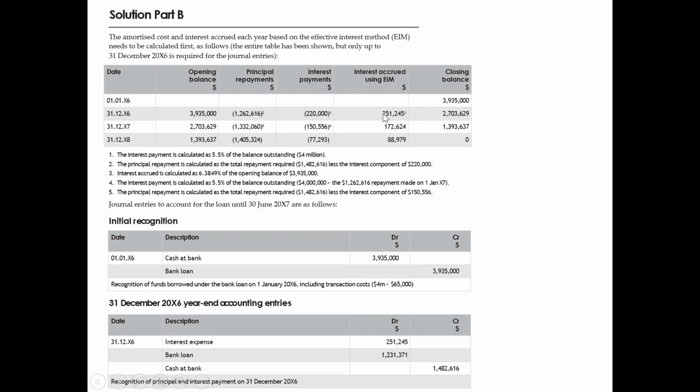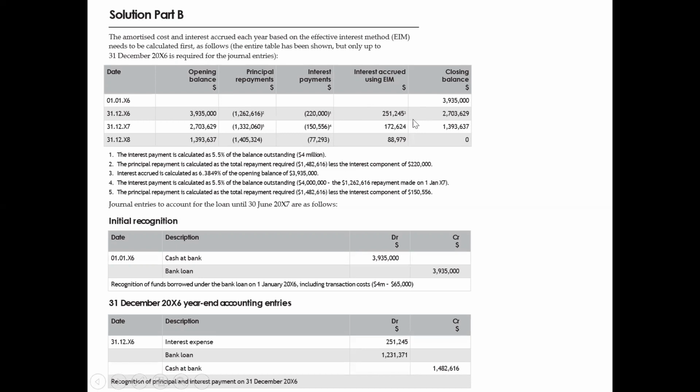And then the interest accrued using the effective interest rate is we need to take the opening balance, which is 3,935,000. We multiply that by 6.3849% because that's the effective interest rate. Okay, and so you can see that we end up with these principal payments as well. So you can see that in this case, the closing balance of the loan is going to be much lower because we make these pretty large principal repayments each year.